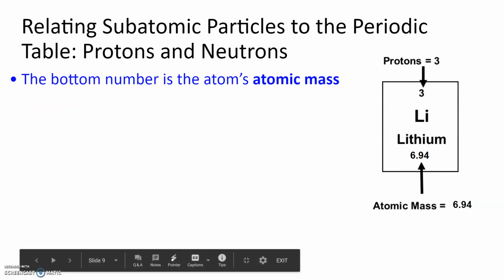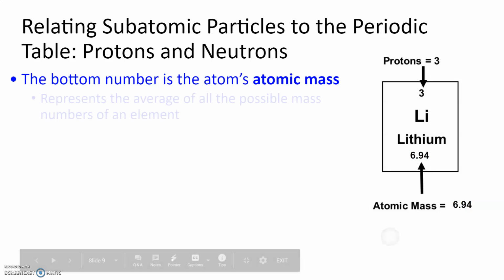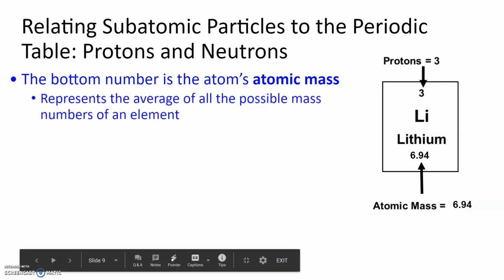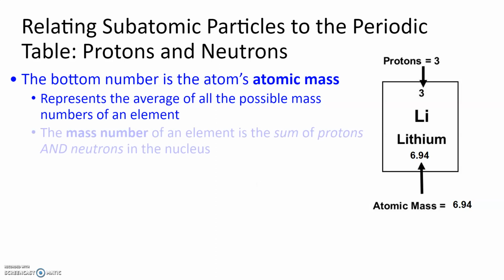The bottom number is the atom's atomic mass. You notice that for this and most of the elements on the periodic table, the atomic mass is not a whole number, it's a decimal. And this is because it represents the average of all possible mass numbers for an element. Most of the mass in an element is made up by the protons and the neutrons. And so if we simply add protons and neutrons together, we should always get a whole number. And that whole number is known as the mass number. So the sum of the protons and neutrons in the nucleus gives us the mass number.